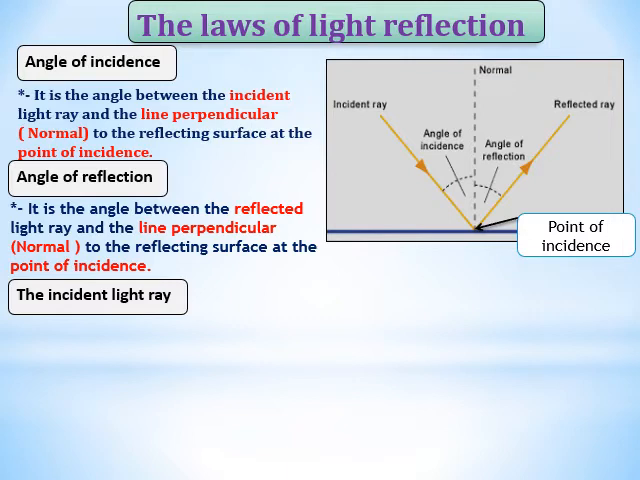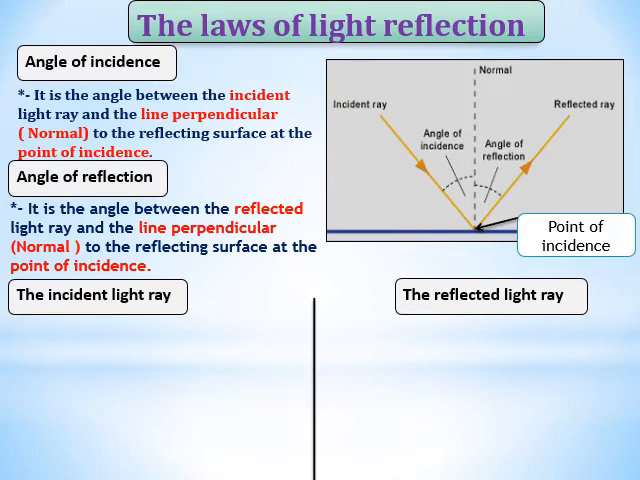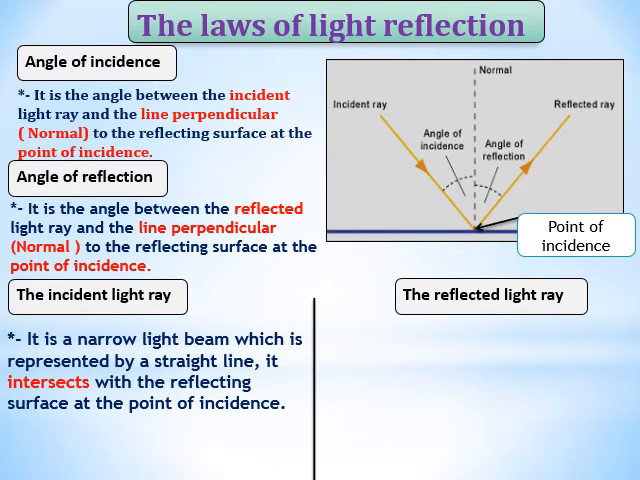Okay, the incident light ray and the reflected light ray. The incident light ray is a narrow light beam. It is a light represented by a straight line, as I see in the drawing. It intersects with the reflecting surface at the point of incidence.